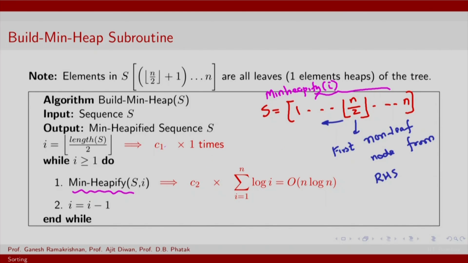Now this complexity is as follows. The min heapify needs to traverse the height of the tree. So the actual expression for this is summation I equals 1 to n log I, where log I is the cost invoked for the ith invocation, and we know that this is at most n log n. Question is, can we get a better bound? Is there a better upper bound?